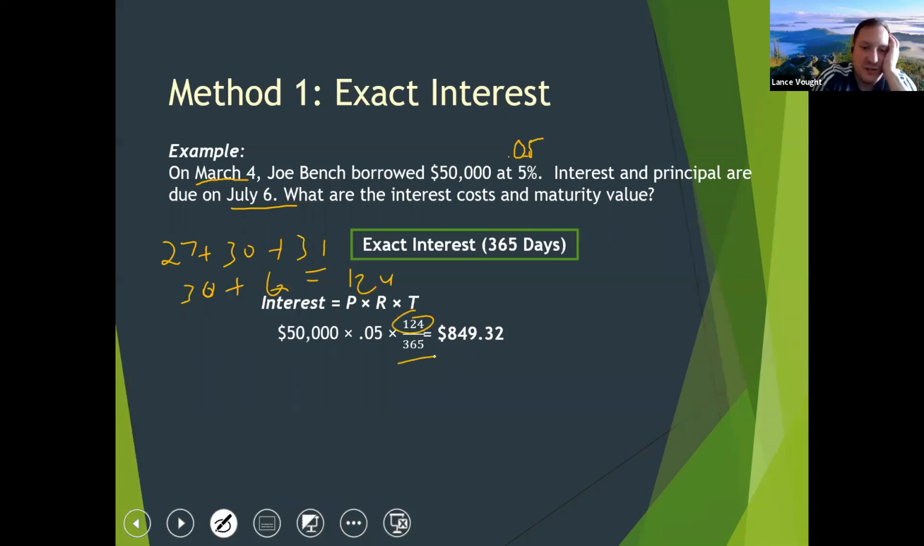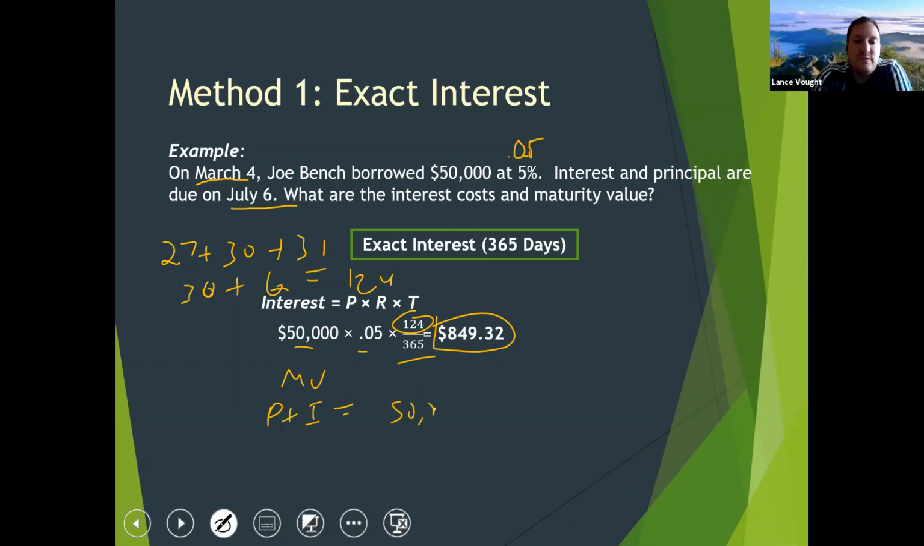124 goes here, divide by 365. So if we do 50,000 times 0.05, that's 50,000 over 20, which gives you 2,500 times 124 over 365, and that gives you about $849.31 and change, and they rounded it up to $849.32. Maturity value, again, is just interest plus principal.